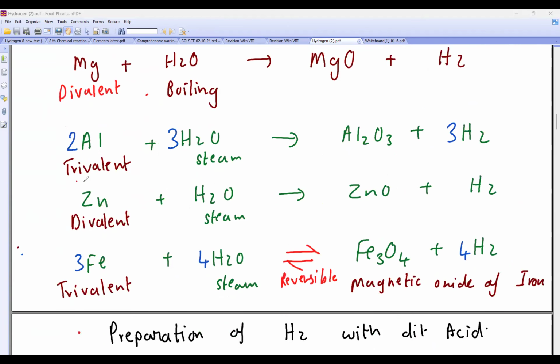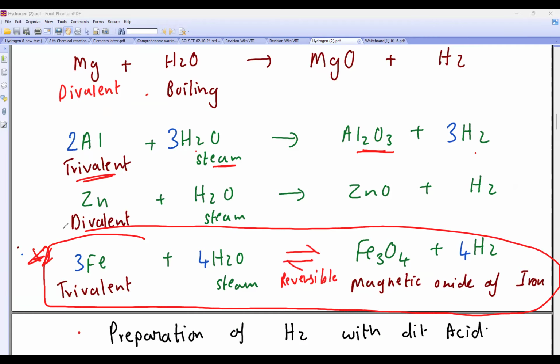Then name a trivalent metal which reacts with steam. Aluminium. It will give you aluminium oxide and hydrogen. Now they will ask, and this is very important: name a trivalent metal which reacts reversibly. Who is it? Iron. Iron reacts with steam.